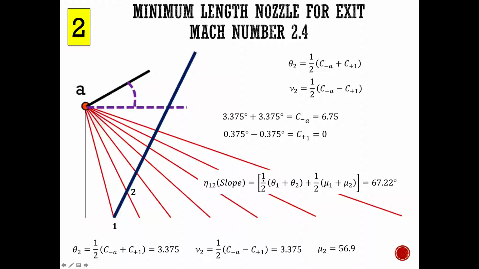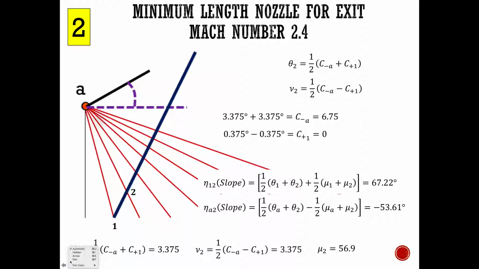Half of theta 1 plus theta 2, we know what theta 1 and theta 2 are, and we know what mu 1 and mu 2 are. So if you calculate that, it'll come to around 67.2 degrees. Then from A2, our second Mach line, right here, the slope of this line you can calculate the same way, but since this is a right running characteristic, we get a minus sign right here. So you get theta A plus theta 2 minus half of mu A plus mu 2, which is basically that.